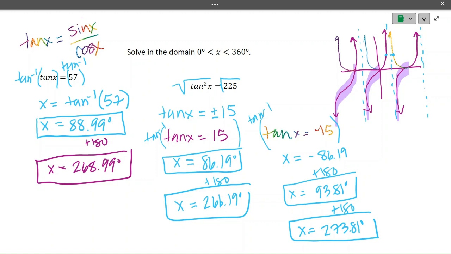And one other thing, please make sure you check your answers by substituting your x value into the original equation.